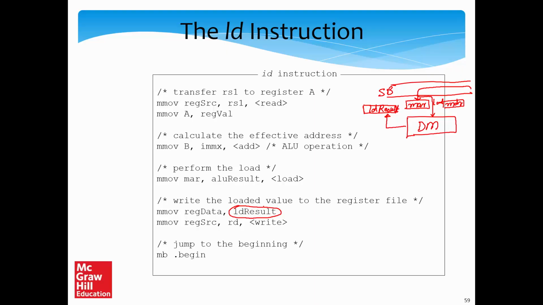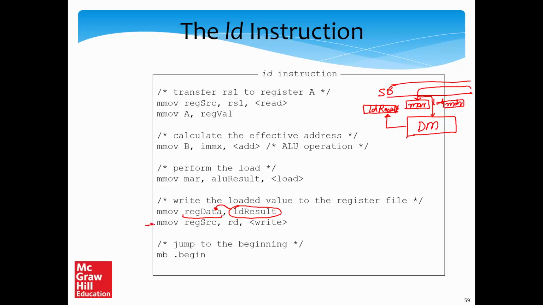Well, what is left is that we need to write the contents of LD result to the register file. How will you do that? Well, that's very easy. We have done it many times now. We transfer the contents using an mmove instruction. We transfer the contents to the reg data micro register, because this contains the data that needs to be written.